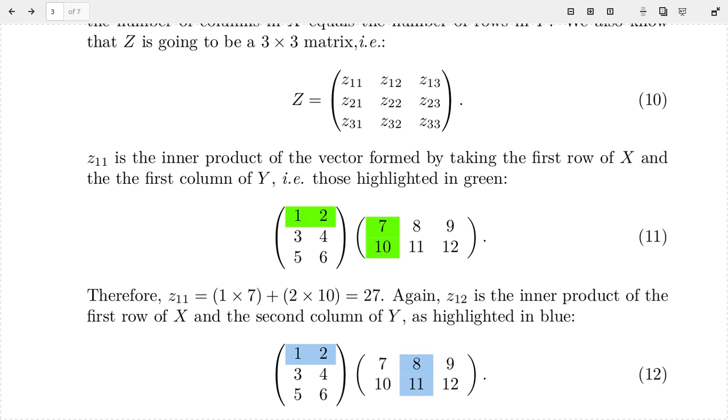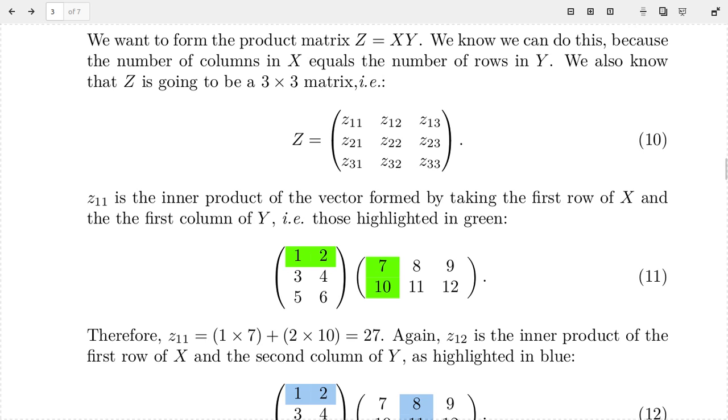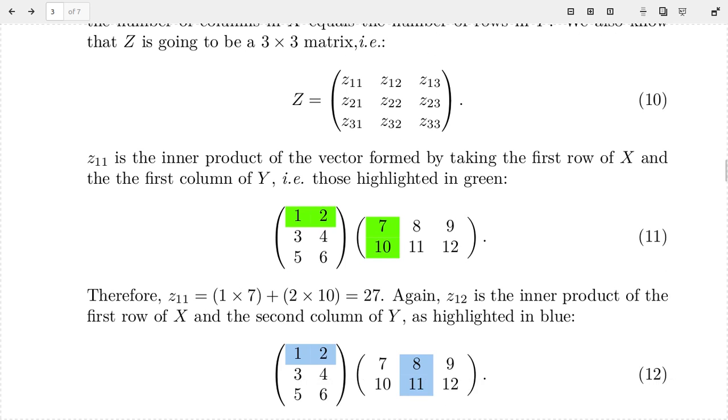So z11 is the product of the vector formed by taking the first row of X and doing an inner product with the first column of Y, as in the green row and the green column.